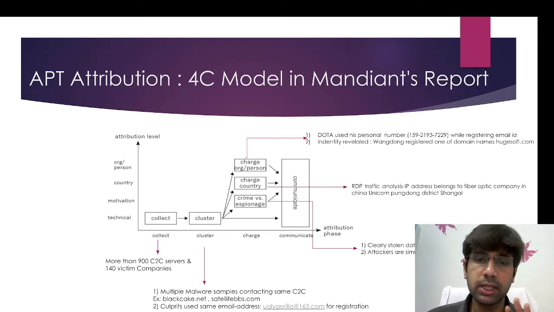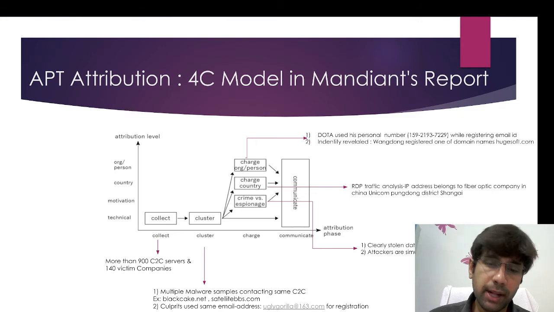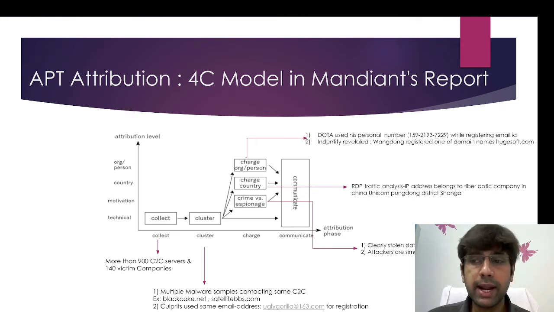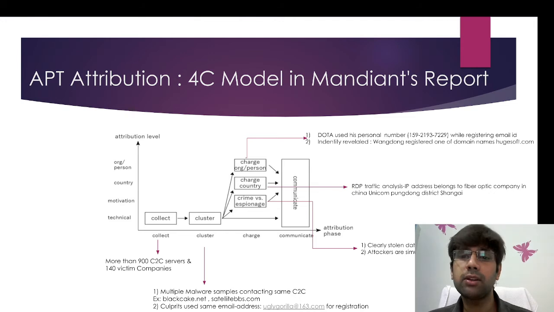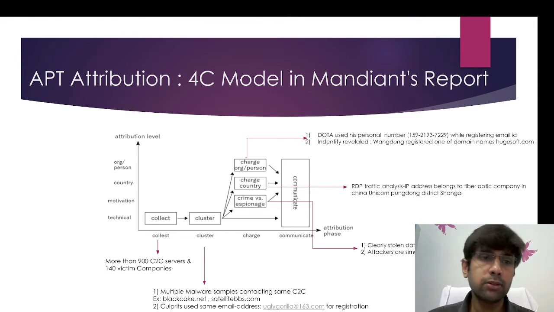So from these two things, they are able to come to a conclusion that this is very much from the Shanghai district. And most APT attribution stops at this phase, but in this Mandiant case they went very deep, and they investigated up to the personal or organization level. And this is the most difficult part to do, in fact.